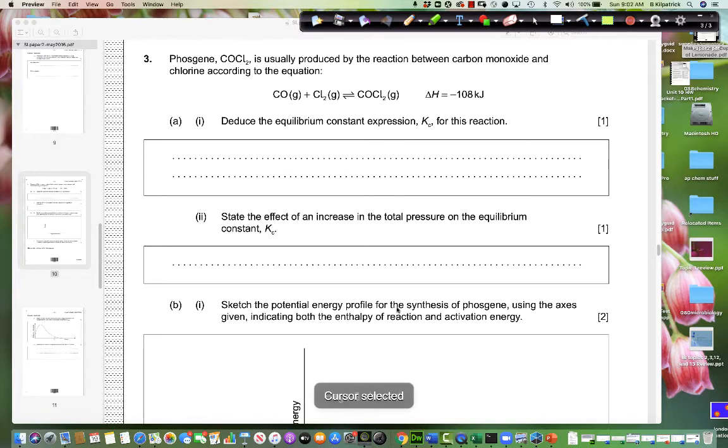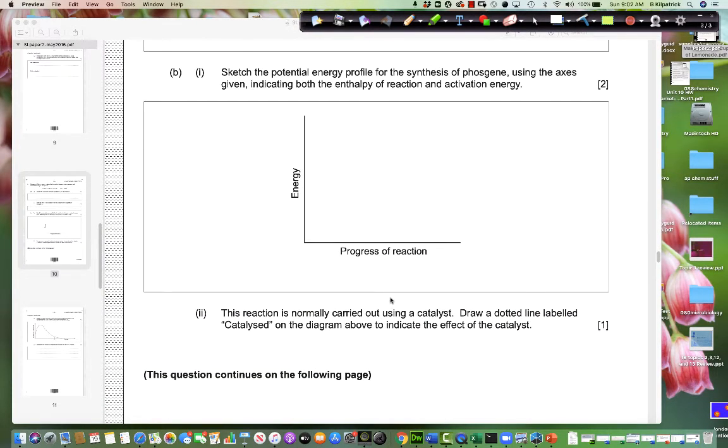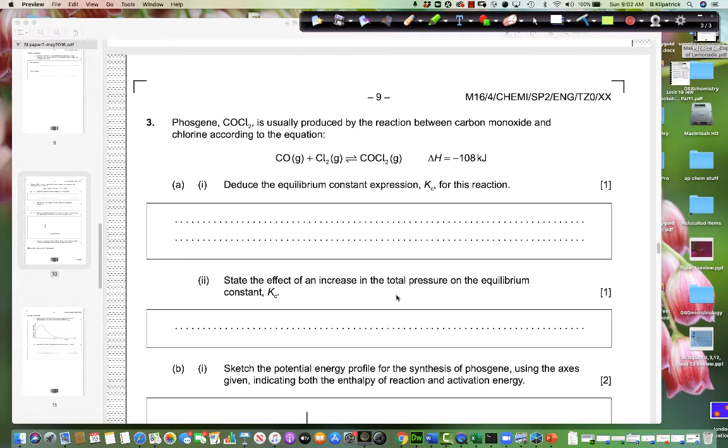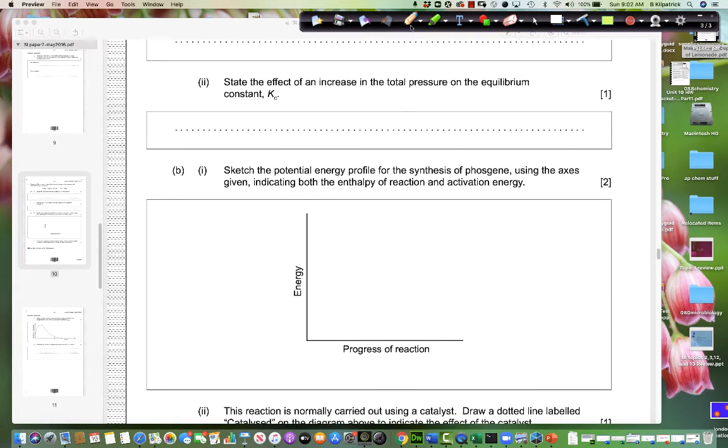All right, so sketch the potential energy profile for the synthesis of phosgene using the axis. Indicate the enthalpy and the activation energy. If you look at the first part right here, you'll see that it's got a delta H that's negative, so it is going to be exothermic. So you need to make sure that your products have less energy than your reactants. So we would have our reactants here, and then activation energy, well, it's always going to go up. You always have to put in a minimum amount of energy to make the reaction progress.